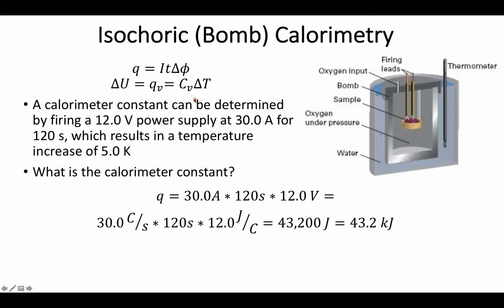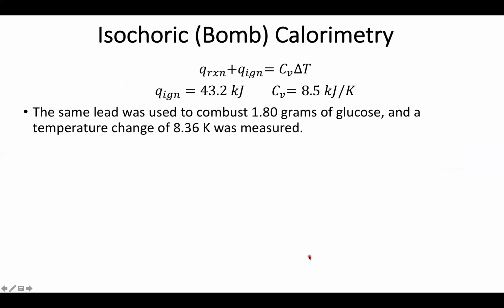I can then translate this to the calorimeter constant simply by dividing the amount of heat produced by the change in temperature. So I end up with a calorimeter constant of 8.5 kilojoules per Kelvin. And again, one of the things you should note, heat capacities should always be a positive value, which indeed we have. Now, I have determined my heat capacity and the amount of heat produced by igniting my ignition source.